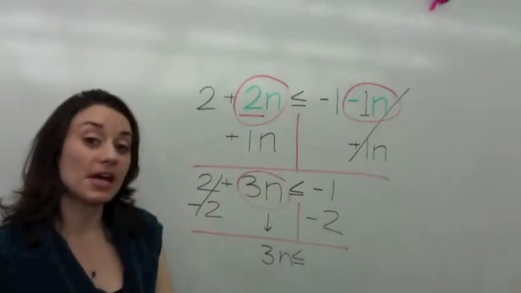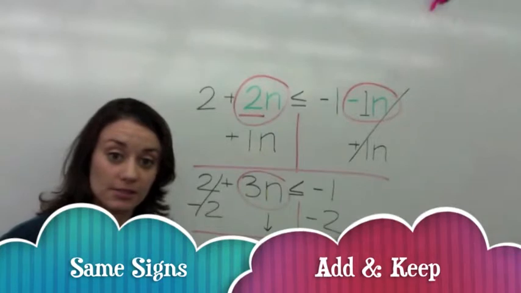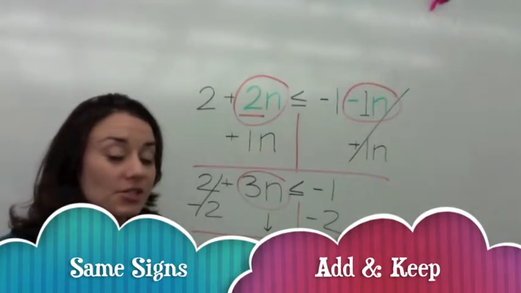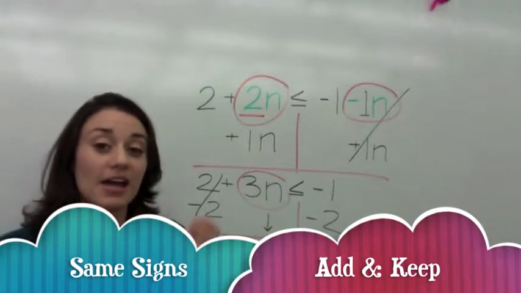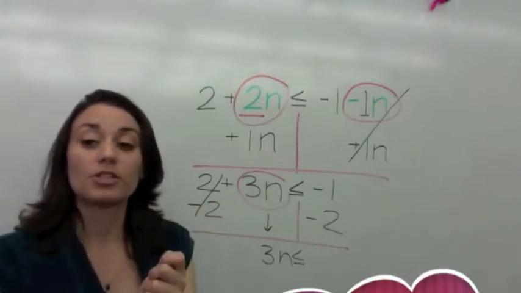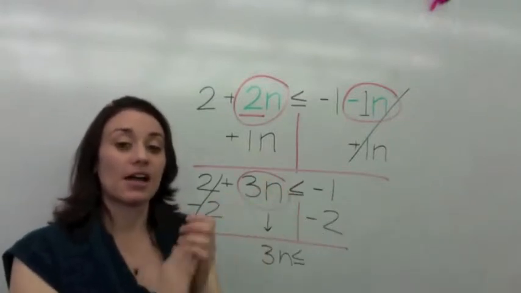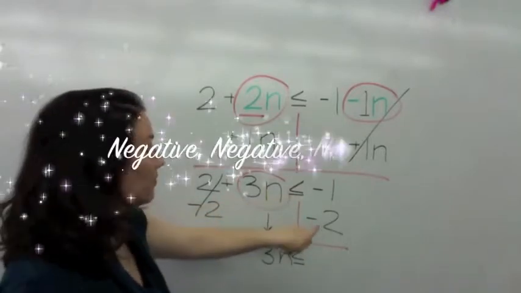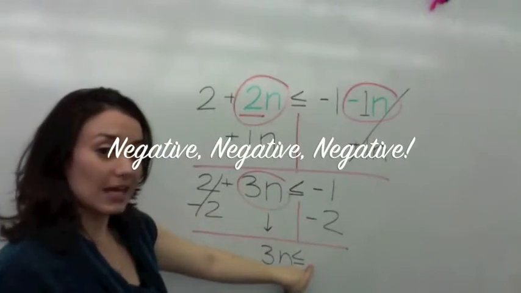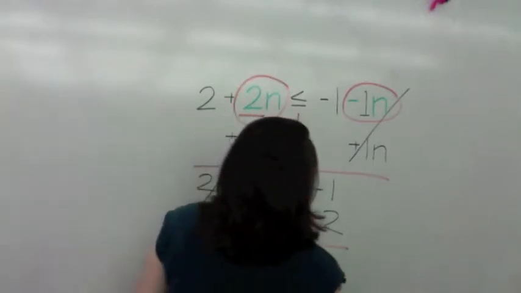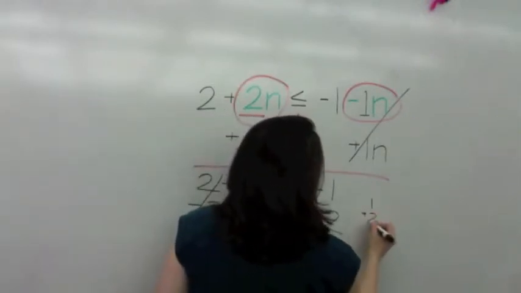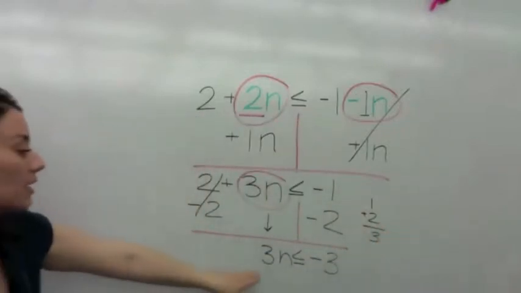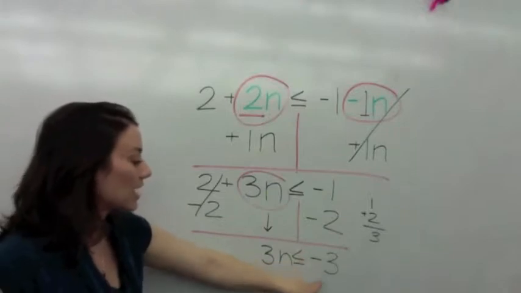Do they have the same signs or different signs? They're both negative, so they have the same signs. So say, same signs, add and keep. One more time. Same signs, add and keep. So when you have two negatives, you can say negative, negative, negative, right? Okay, and you're adding 1 plus 2, and that is 3. So read this inequality with me. It says 3n is less than or equal to negative 3.